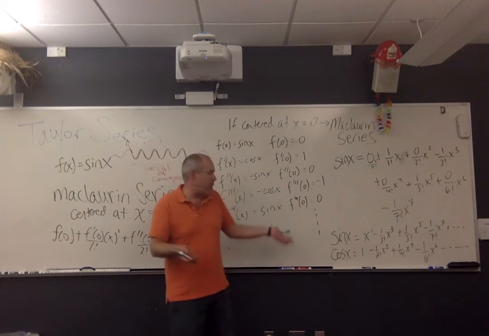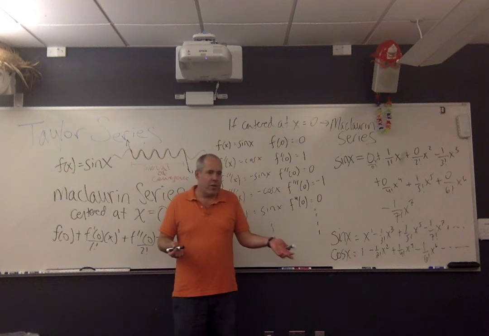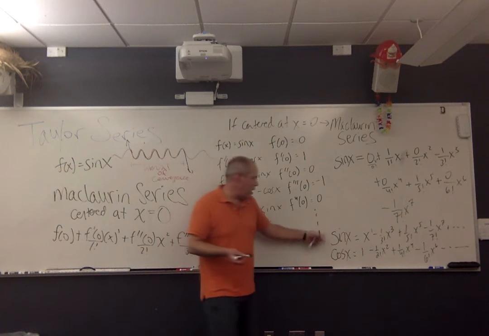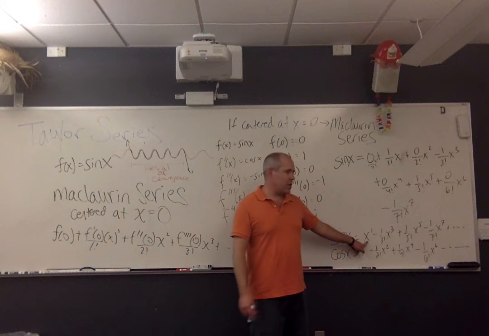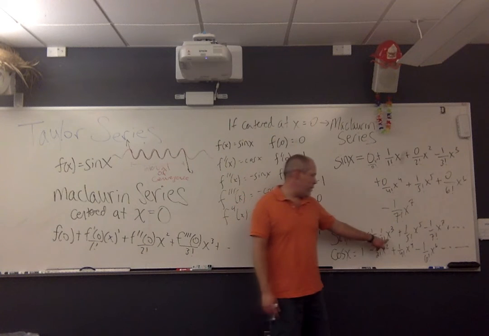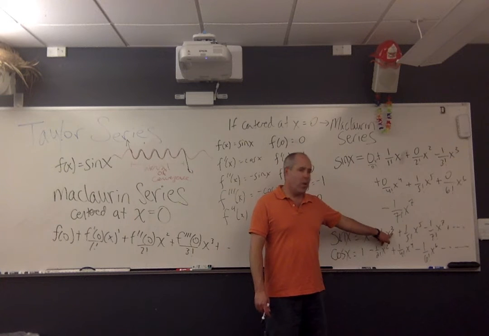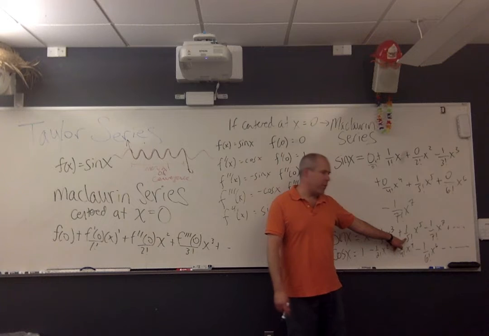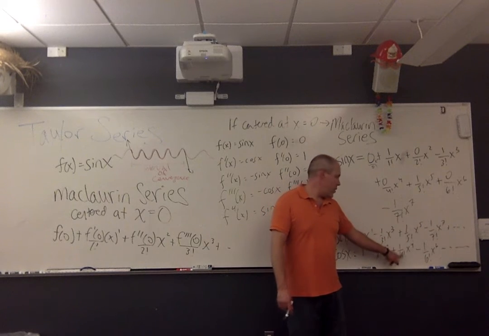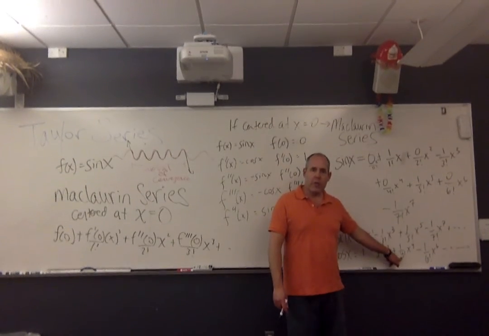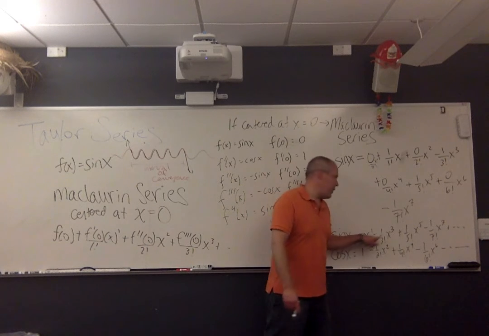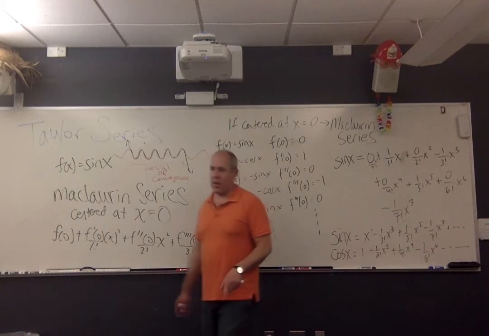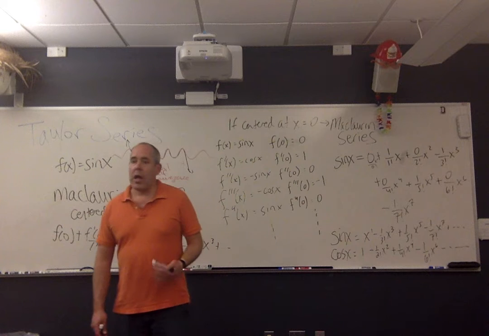For example, the derivative of sine should be what? Cosine. What's the derivative of x? 1. What's the derivative of 1 over 3 times 2 times 1, x cubed? 1/2 x squared. What's the derivative of 1 over 5 times 4 times 3 times 2 times 1, x to the fifth? Oh no. So this is the derivative of that.